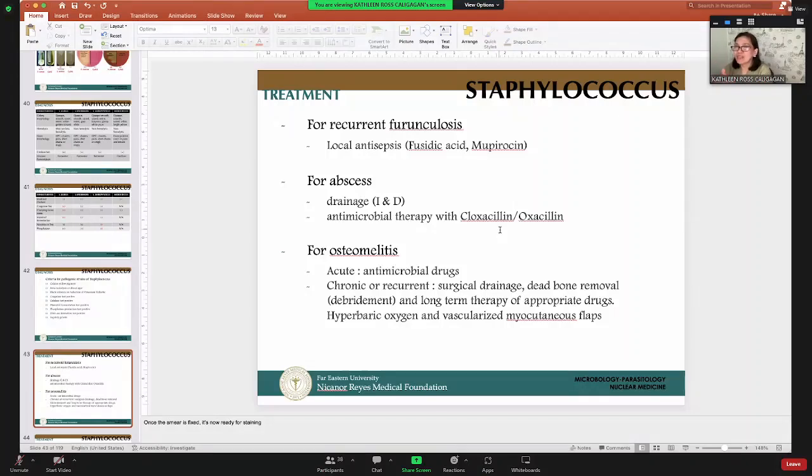No? The formation of granulation tissue at the center of the lesion. So, it depends on how big it is. For osteomyelitis, for acute, you need drainage. For abscesses, you need to drain them and give cloxacillin after. Now, for osteomyelitis, you also have antimicrobial therapy. Surgical drainage or debridement may also be required.